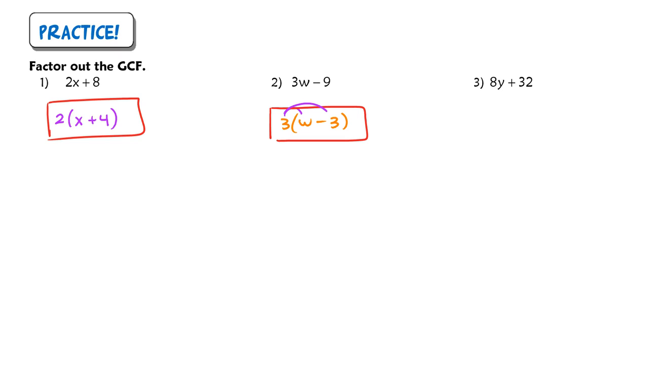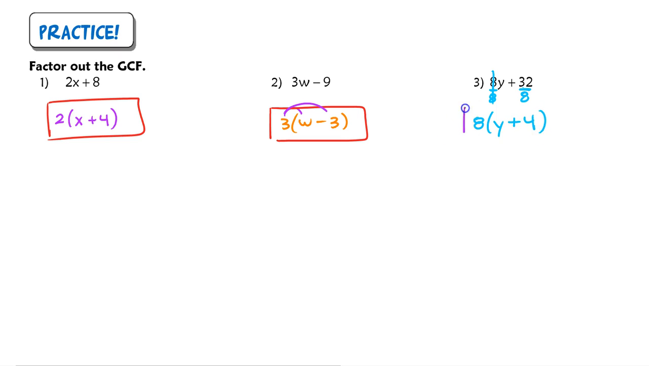All right, last problem. In this case, the GCF here is going to be 8, because 8 divides 8 and 32 evenly. It's the greatest common factor that they both have. So if we take the 8 out, left over in parentheses, once I divide 8 by 8, I'm left with just the y. And then if I take 32 and divide by 8, I'm left with a positive 4, so I'm going to write plus 4.